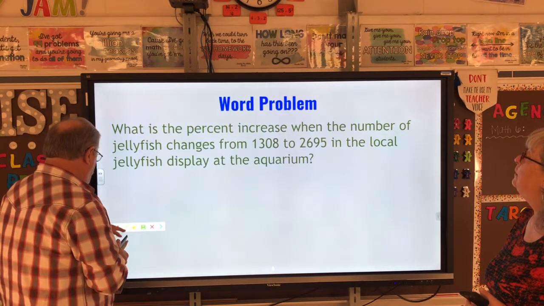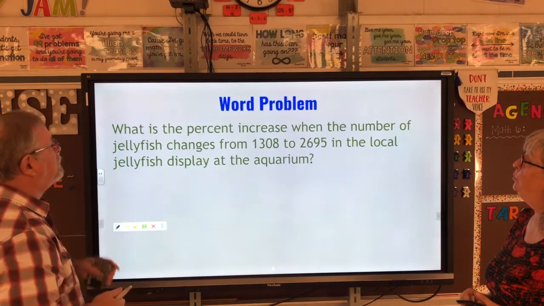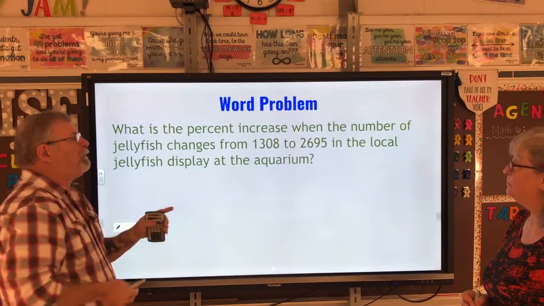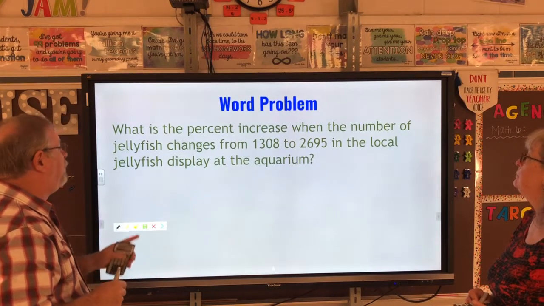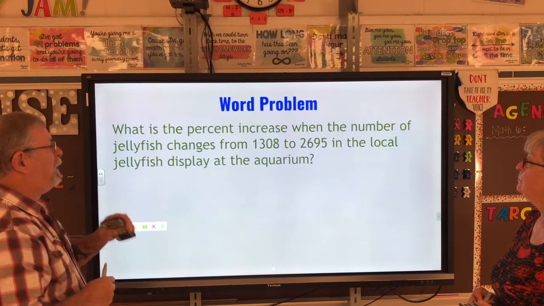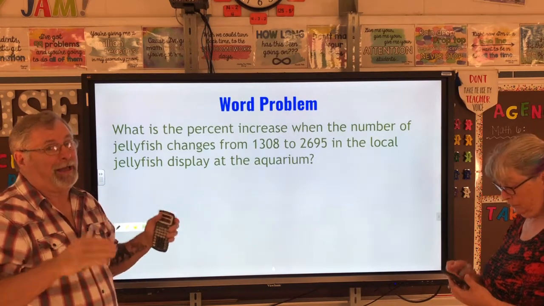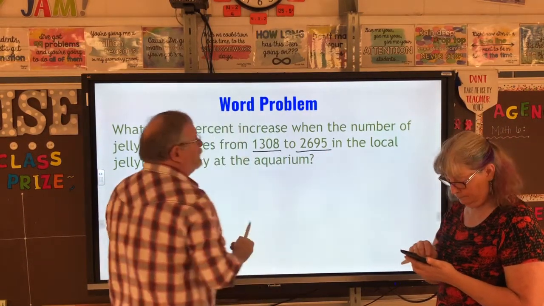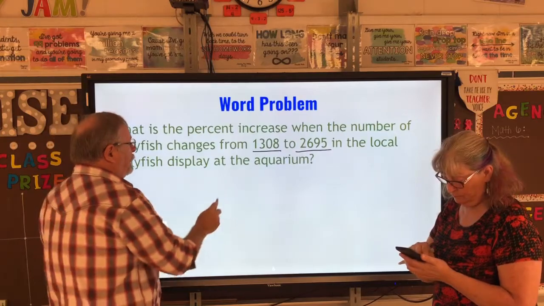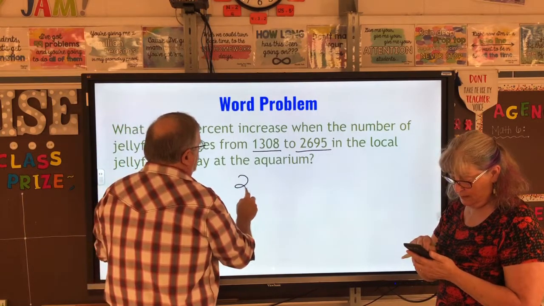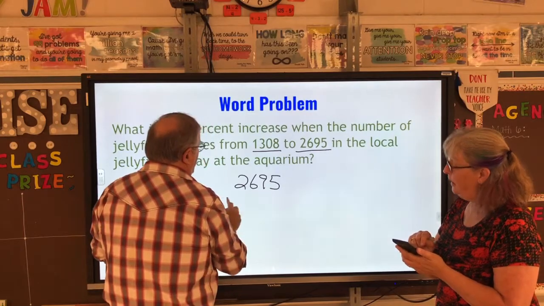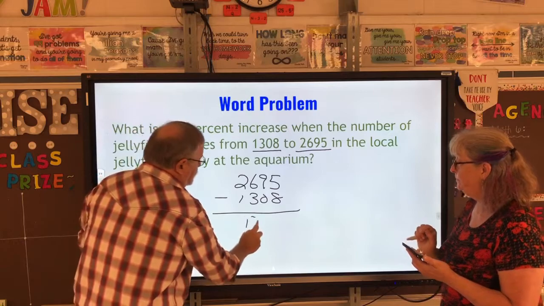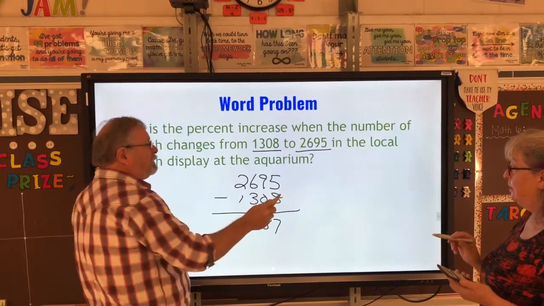It says, what is the percent increase when the number of jellyfish changes from 1,308 to 2,695 in the local jellyfish display at the aquarium? Jellyfish multiply really fast. So we have 1,308 and 2,695, and we have to find the difference in those two. 2,695 minus 1,308 gives me 1,387.